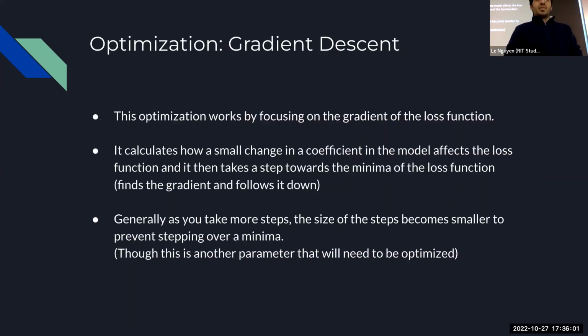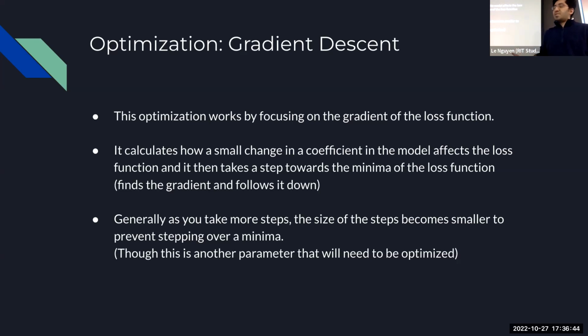So looking at the various methods of optimization, we're going to start off with gradient descent. This works by optimizing the gradient of our loss function or gradient of our score function. In the case of optimizing on the gradient of the loss function, we make a really small change in a coefficient in a model, and we see how it affects our function. Here I focus on the loss function, but this can also be done with a scoring function. In the case of the loss function, we take a step down along the gradient to reach a minima. In the case of a scoring function, you would take a step upwards along the gradient to reach a maxima.